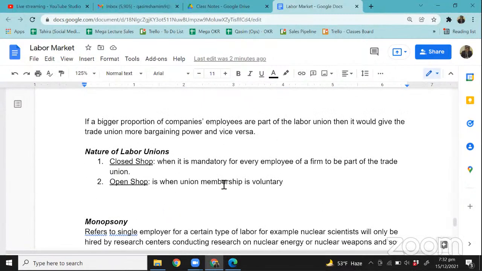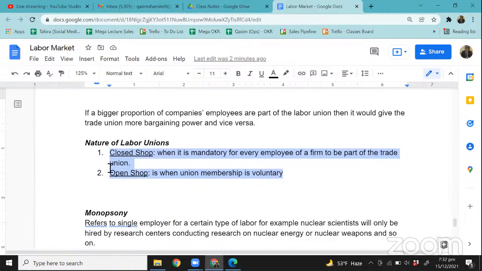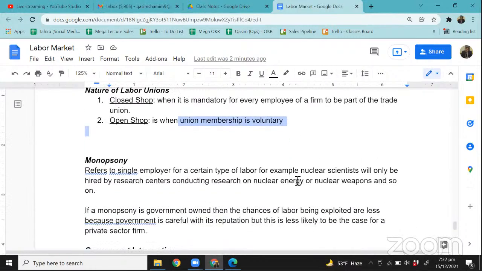Then we also talked about in which case a trade union would have more bargaining power. If it's a closed shop where everyone needs to be part of it, where every employee of the company has to be a member of it, then obviously the labor union would have more bargaining power. On the other hand, if it's an open shop where the membership is voluntary, then obviously it will have less bargaining power. Okay. Now, what is monopsony?